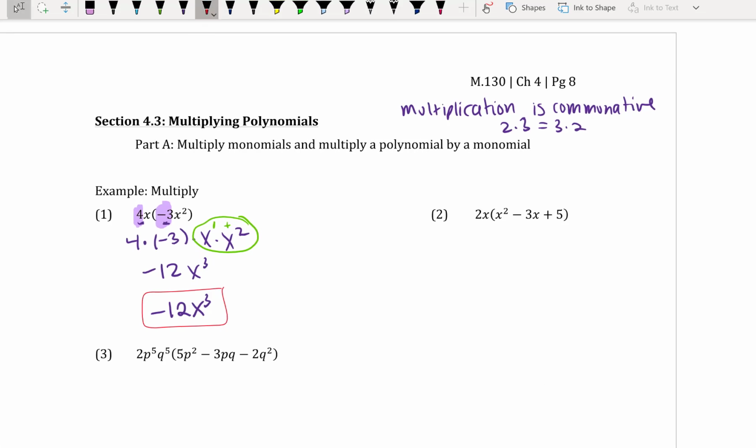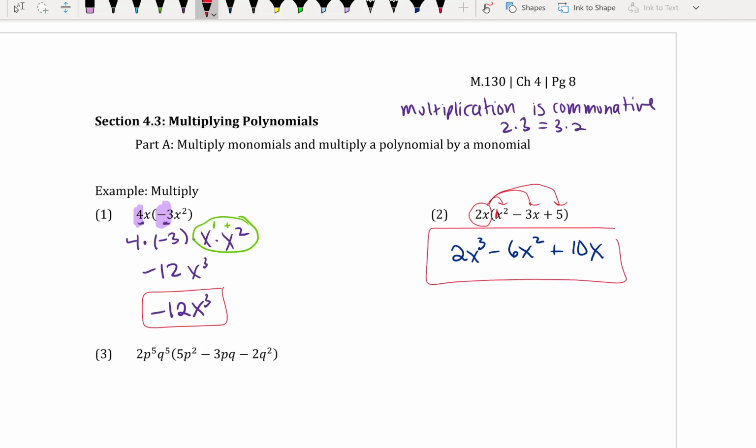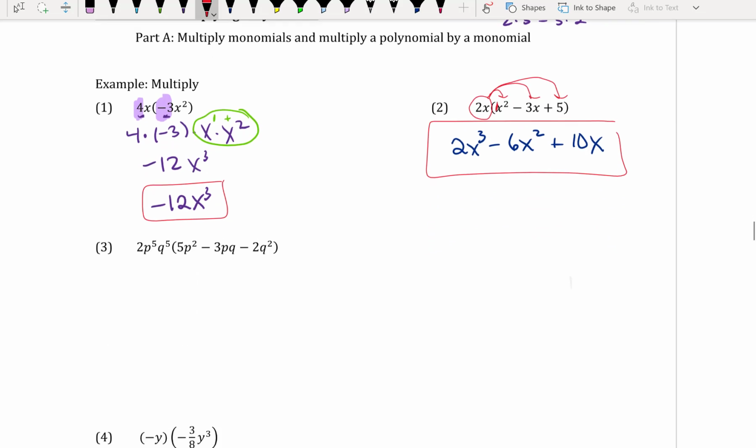So we are going to take this positive 2x and multiply it to everything inside the parentheses. And remember you can think of that coefficient, if it's not there, as a 1. So you have 2 times 1, which is a 2, and you have your x to the 3rd power, minus 2 times 3, which is a 6, x times x, which is x squared, plus 2 times 5, which is a 10, and you have your x. So you have your 2x to the 3rd minus 6x squared plus 10x.